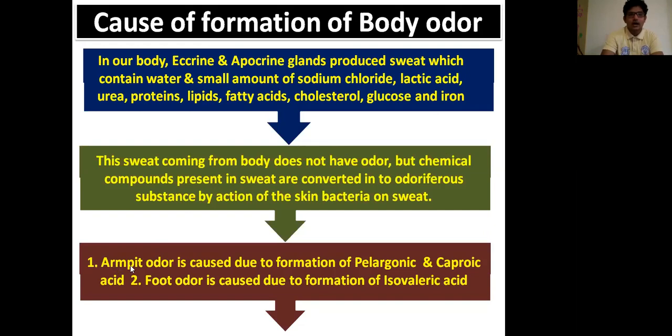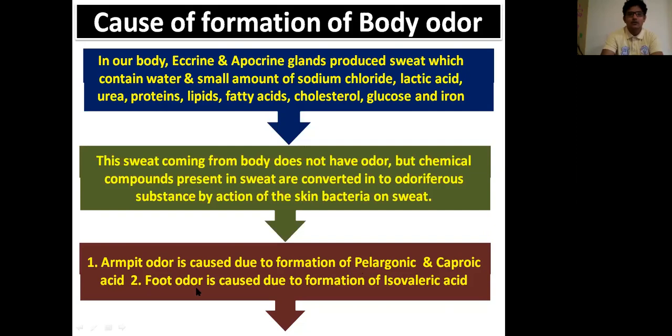An example is given: the armpit odor is caused due to the formation of pelargonic and caproic acid. So basically the odor which is formed in the armpit is because of the formation of pelargonic and caproic acid. These acids are actually not secreted by the glands, but some of the proteins or some of the acids get converted into pelargonic and caproic acid because of the reaction with the skin bacteria, and this compound has that unpleasant odor which is present in the armpit.